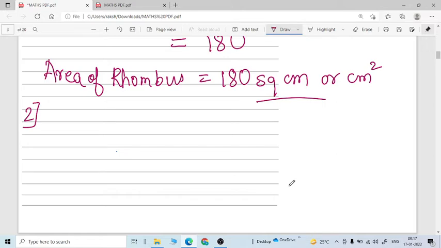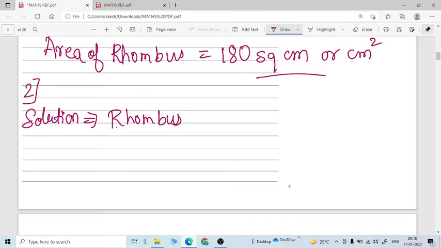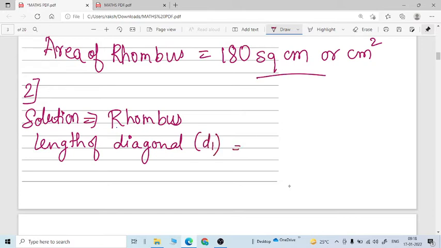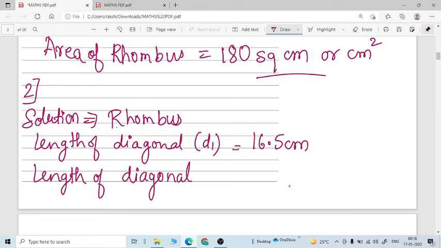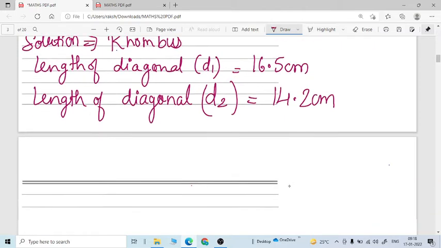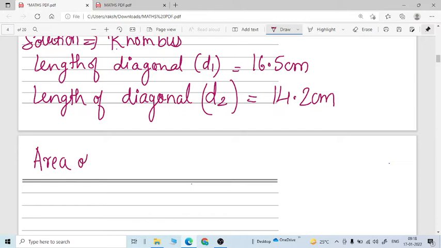They have given the length of the diagonals, d1 and d2, and we are told to find the area. Solution: rhombus, length of diagonal d1 is 16.5 centimeters, and length of diagonal d2 is 14.2 centimeters. Now let's find the area of the rhombus.